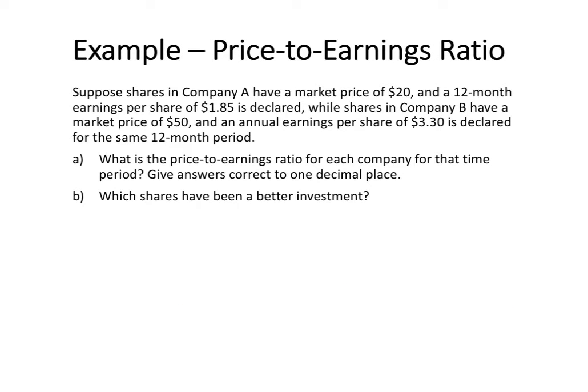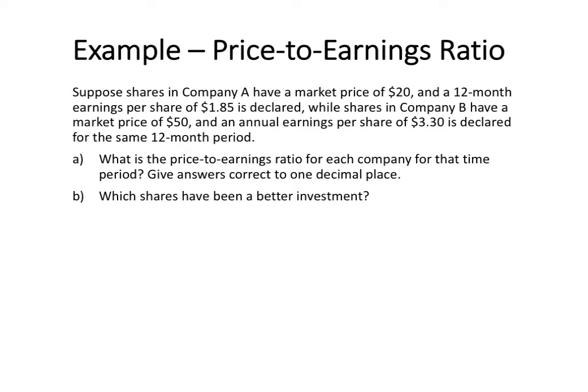So in our example, suppose shares in company A have a market price of $20 and a 12 months earnings per share of $1.85, while company B have a market price of $50 and an annual earnings per share of $3.30. Now, part A is asking us to calculate the price to earnings ratio for each of those companies over the 12-month period, giving our answer correct to one decimal place. Then part B is asking, based on those price to earnings ratios we calculate, which shares have been the better investment. So let's have a look at starting with part A and the price to earnings ratios.